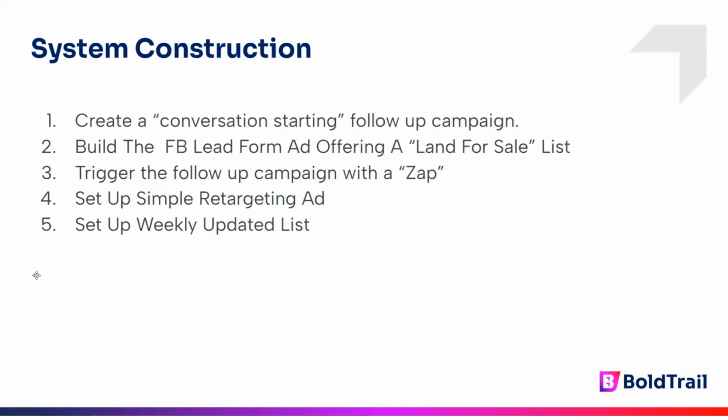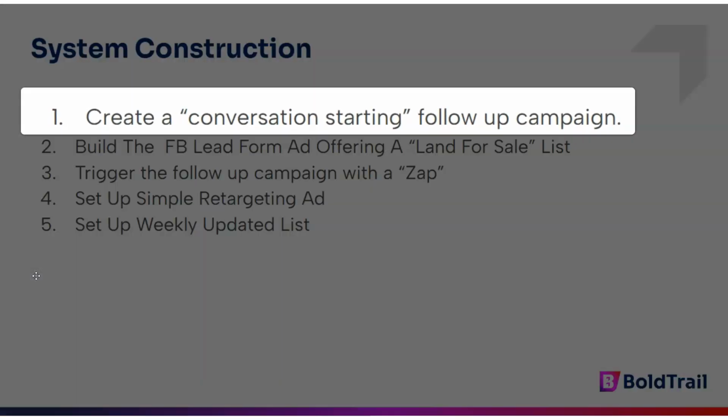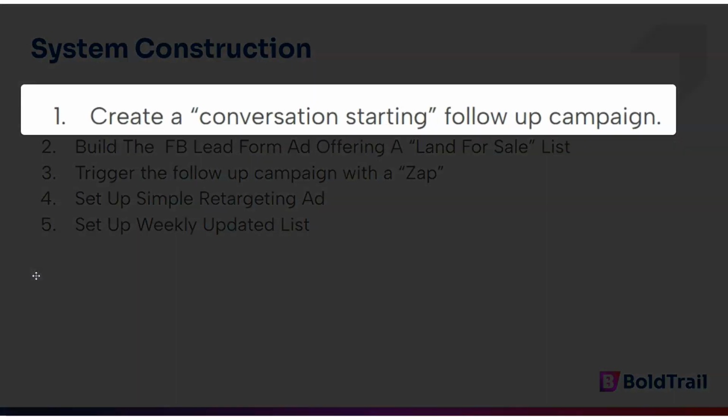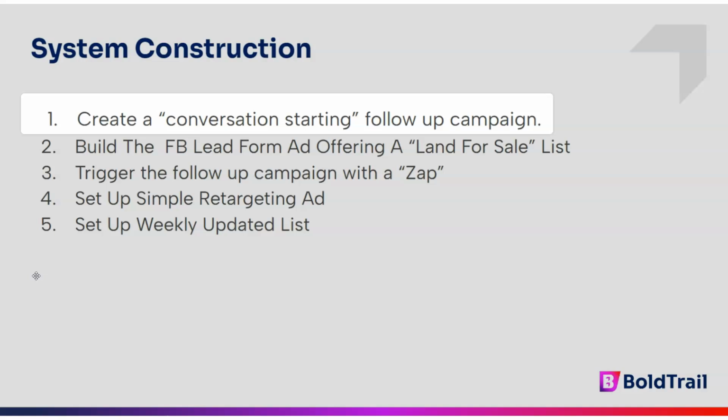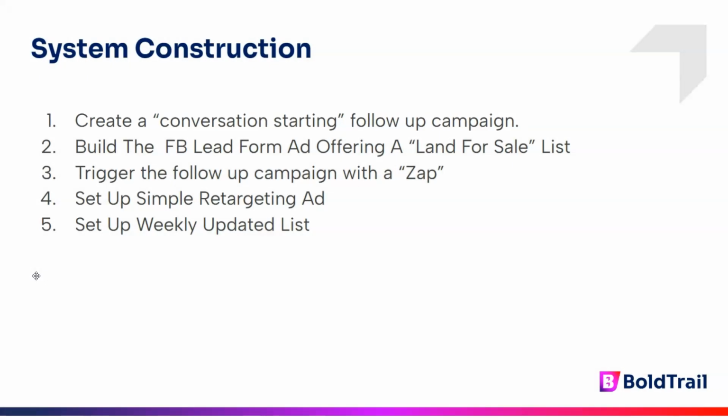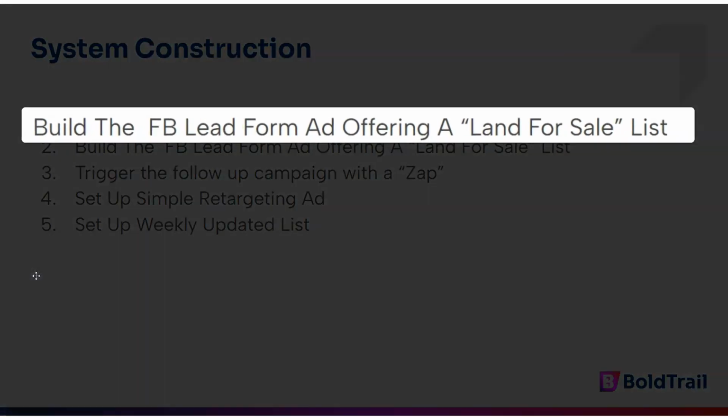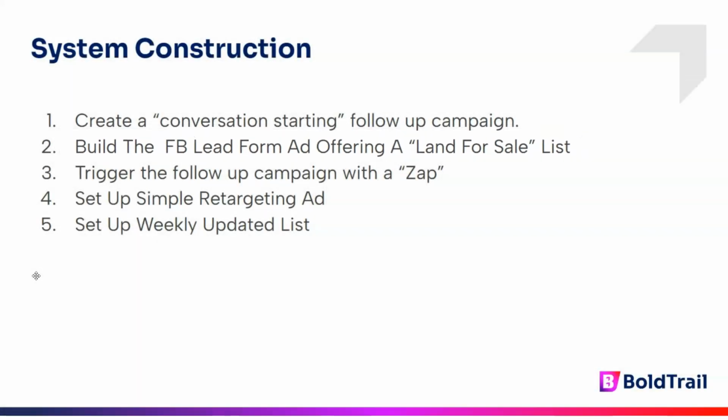Now, before we hop on in and get to work building out this system, here are the elements we're going to be building. We're going to be, number one, creating a conversation starting follow-up campaign. We're going to build that first so that when we get leads, they can be followed up on automatically and systematically. Then we're going to go ahead and build that Facebook lead form ad offering the land for sale list. We're going to link those two up in step 3.